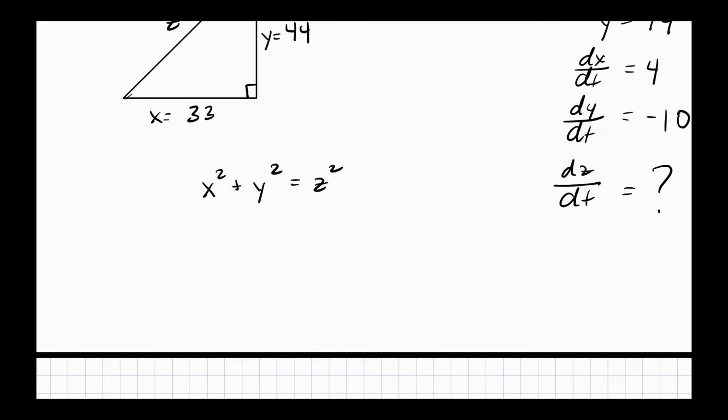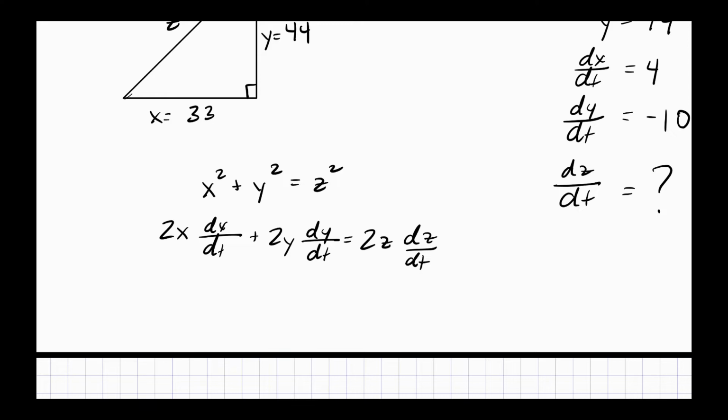Okay, so the derivative is 2x dx dt plus 2y dy dt equals 2z dz dt. They all need tags because none of them are time. And it's always with respect to time. Okay? That was step 5. Step 6. Plug in what we know, right? We know some of these, right? So we're going to plug it in.